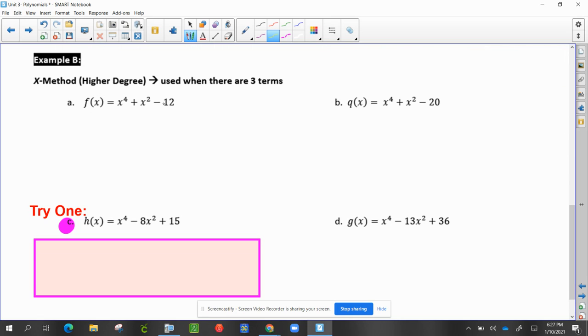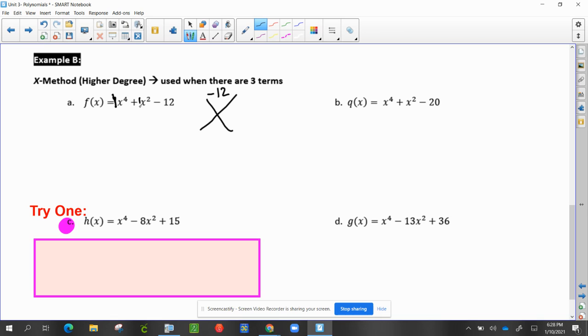So the trinomials, we're going to factor the exact same way we did before. Our answer is just going to be a little different because of these higher powers. So I'm going to factor A the long way, and then we'll talk the shortcut for the rest. So let's look at A. We're going to make the x method. So remember, in the x method, we take our leading coefficient times our constant. So 1 times negative 12.